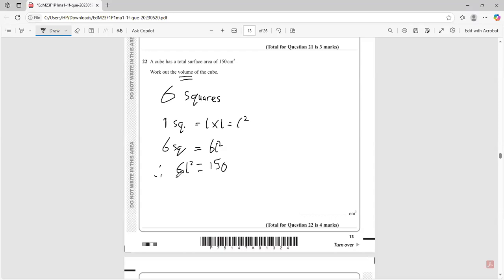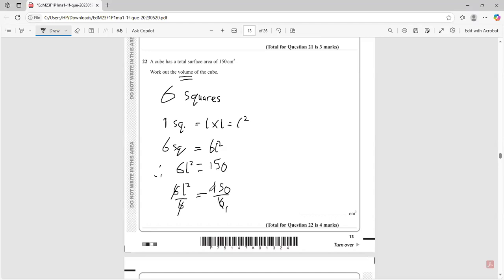Read, sorry, divide 150 by 6. So we're going to divide 150 by 6, or you can just say divide both sides by 6, so that this goes like this, and then I have 150 over 6 on this side.